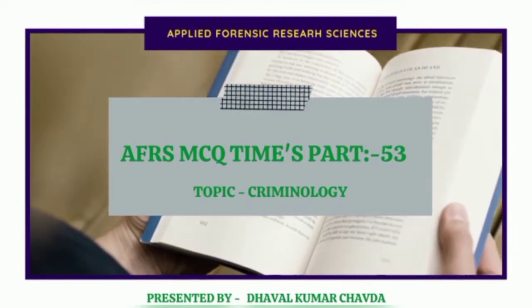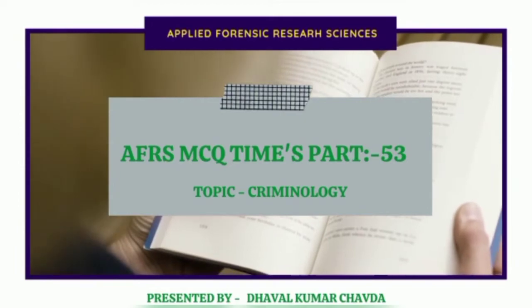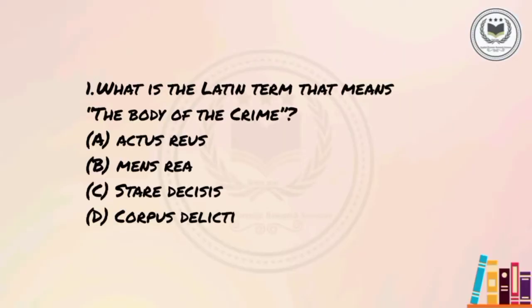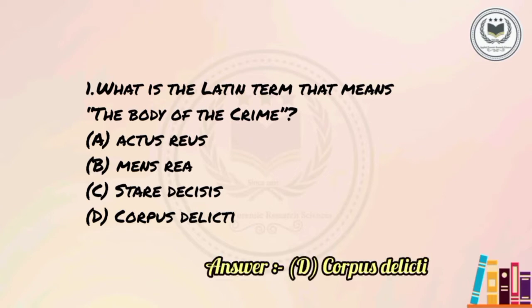Today we are coming with a new MCQ series. First, what is the Latin term that means the body of crime? The options are option A actus reus, option B mens rea, option C stare decisis, option D corpus delicti. And the correct answer is option D corpus delicti.